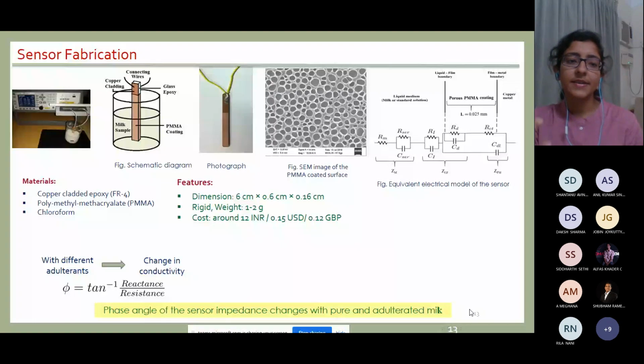Just for your knowledge, I am giving an overview of the sensor I used. Many of you have seen the PCB board. What is the basic material of the PCB board? A rigid PCB. Anyone?